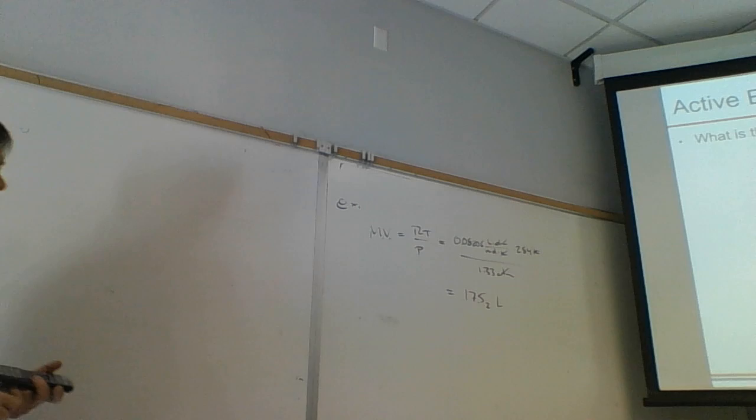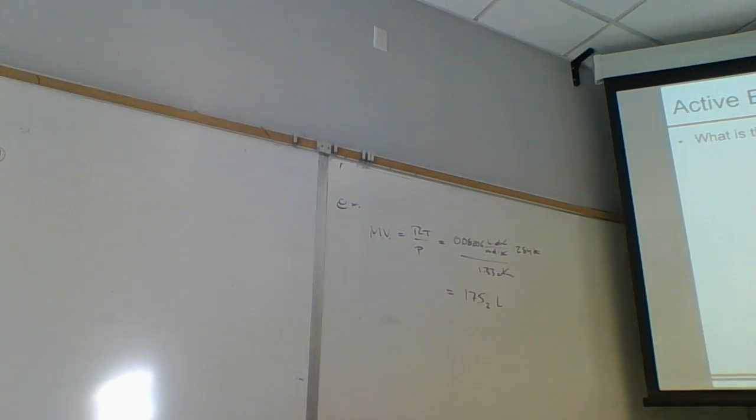It's a little colder, it's going to shrink, and then a little higher pressure, it's going to shrink some more. Whereas a mole of air at 25 degrees C and 1 atmosphere is 25 liters, or 24.5 liters. So it shrunk significantly. 17.5 liters per mole.